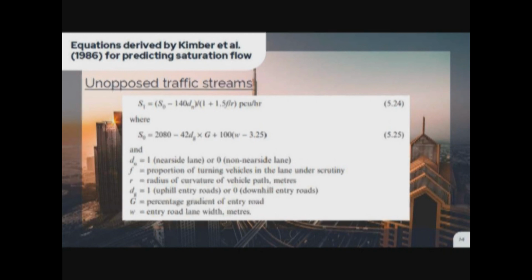Where S sub 0 is equal to 2080 minus 42 d sub g, wherein d sub g is equal to 1 if this is an uphill entry road, or 0 if it is a downhill entry road, times g, which is the percentage gradient of the entry road, plus 100 times w, which is the entry road lane width in meters, minus 3.25. So S sub 0 will be equation 5.25.